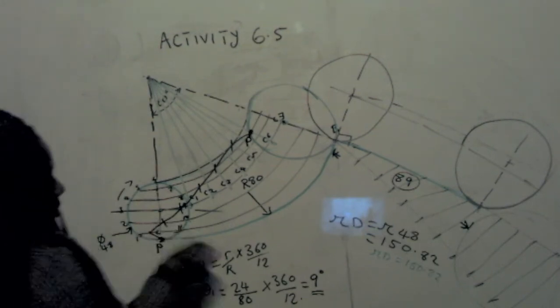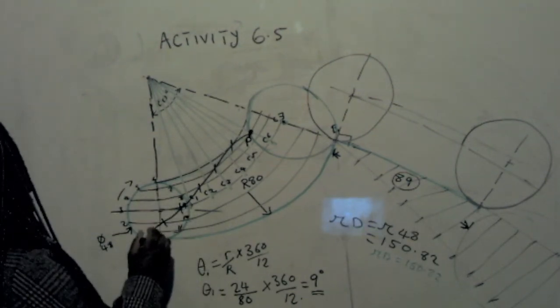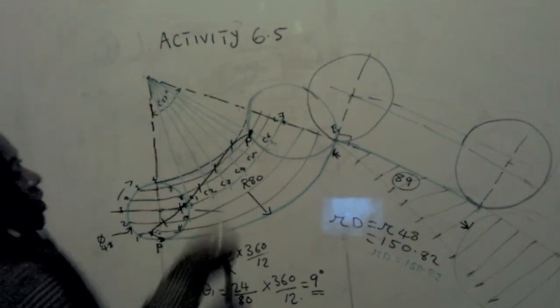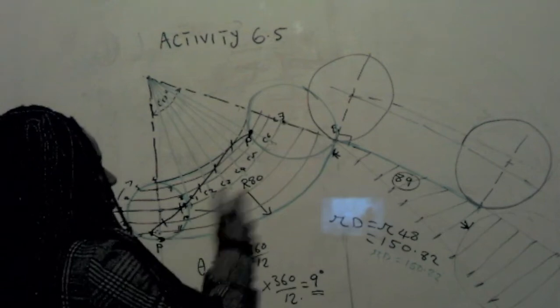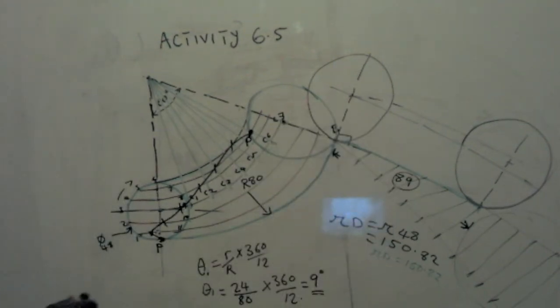You must follow the compass. Whatever you do, make sure that you follow the compass. So I've used C7 and I've marked on 7. We are done with the epicycloid. We must deal with the cycloid.